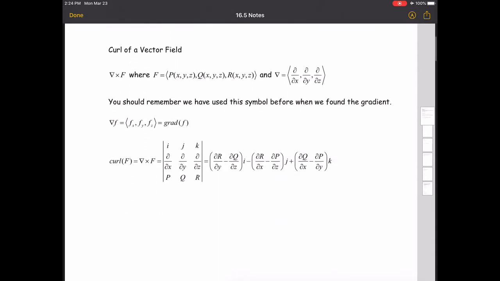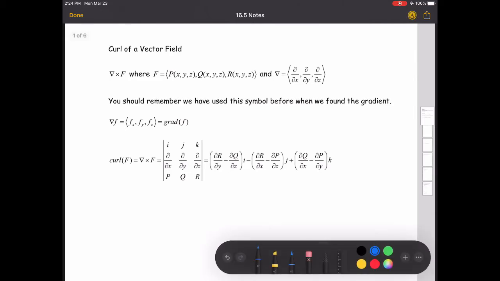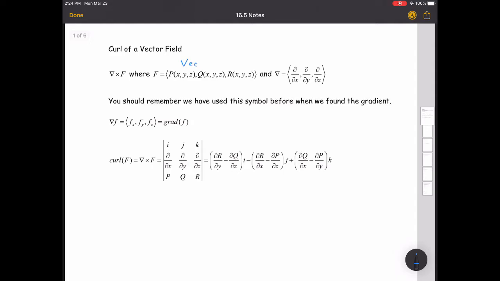The curl of a vector field is defined to be del, the upside down triangle, cross F, which is our vector field. As you can tell, in this case, it's a three-dimensional vector field. It kind of has to be in order to do the curl, because in order to do a cross product, it must be three-dimensional. And then del, of course, hopefully you remember, is the partial with respect to x, the partial with respect to y, the partial with respect to z.